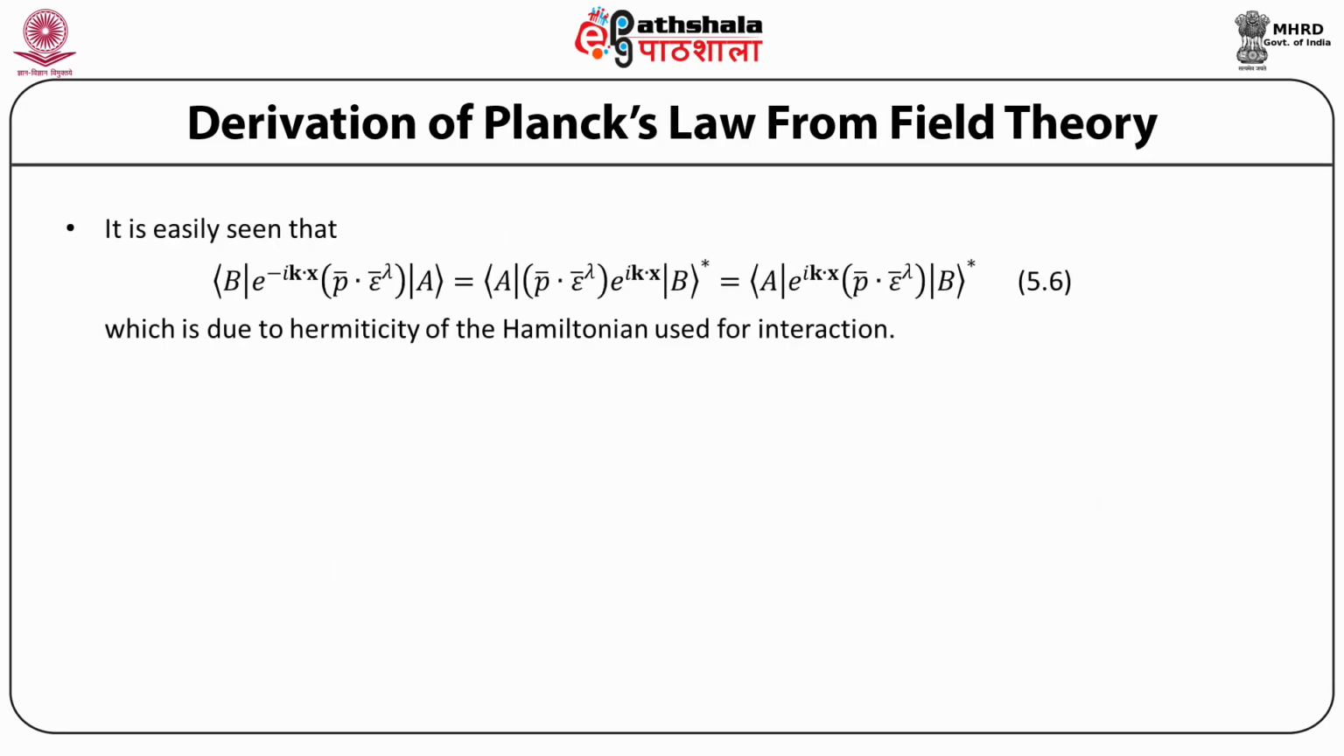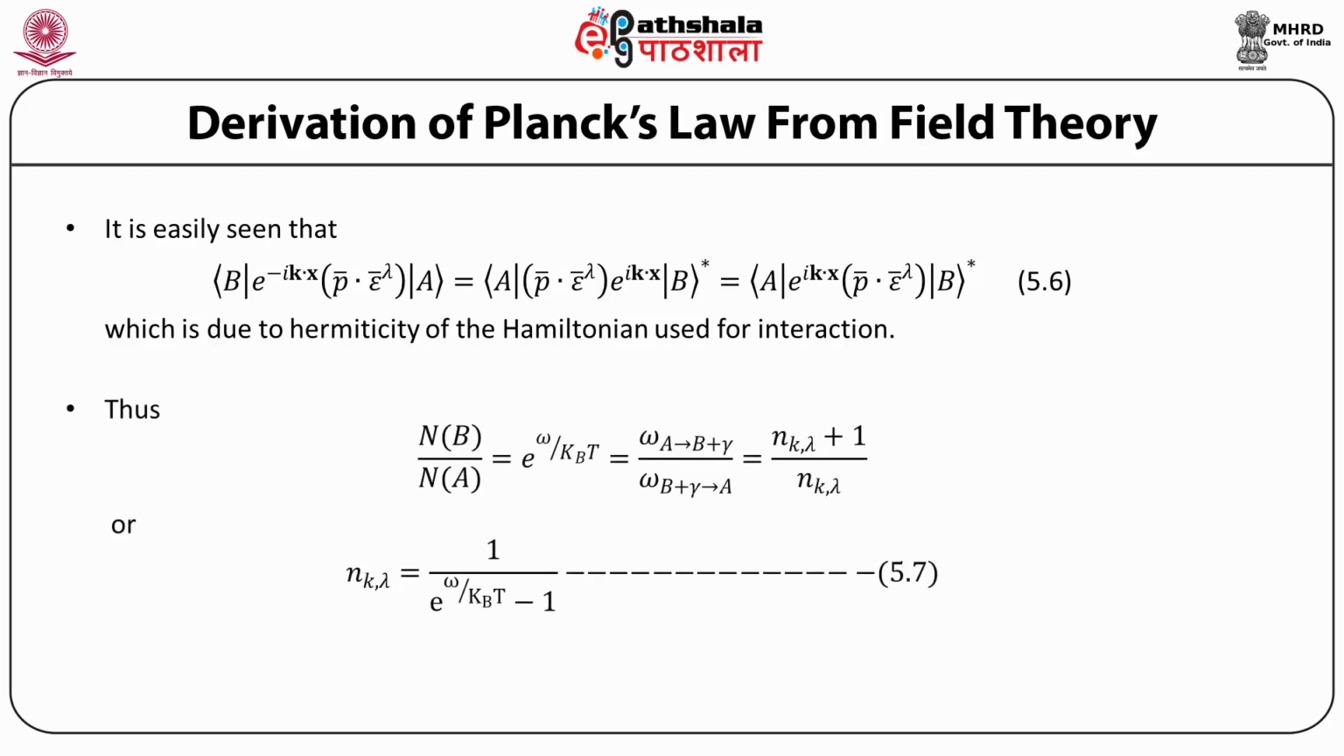It is easily seen that the matrix element between B and A of exponential minus ikx, p dot epsilon, is equal to the conjugate matrix element, namely the matrix element of p dot epsilon into exponential plus ikx between the states A and B. That is, A is the bra and B is the ket. The whole thing is complex conjugated. So that is equal to exponential ikx into p dot epsilon between the states A and B, the complex conjugate of that. This is due to hermiticity of the Hamiltonian used for interaction.